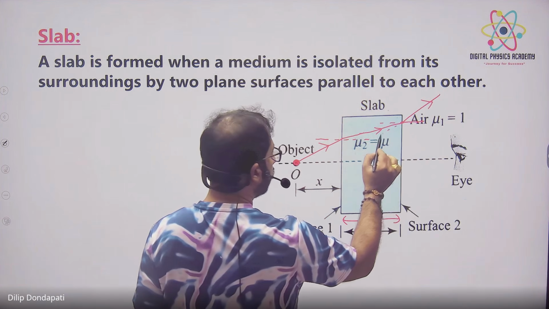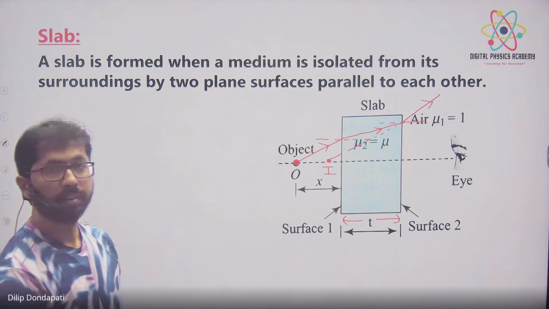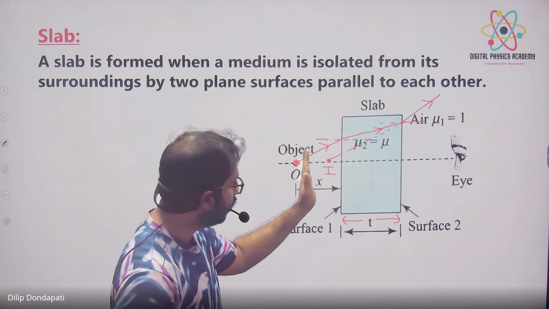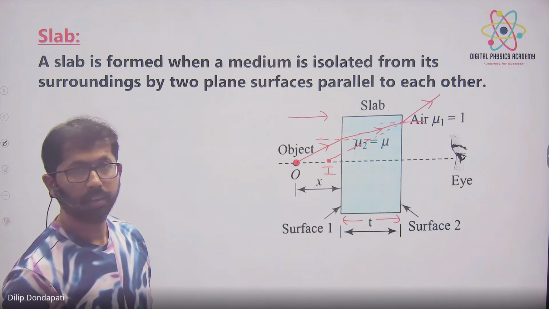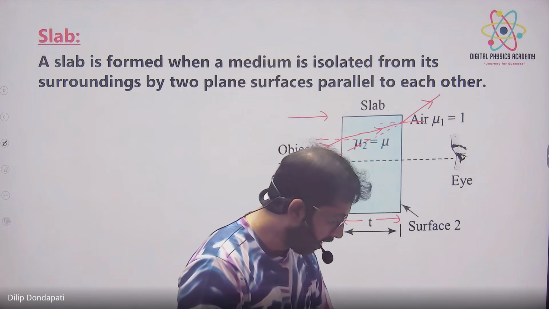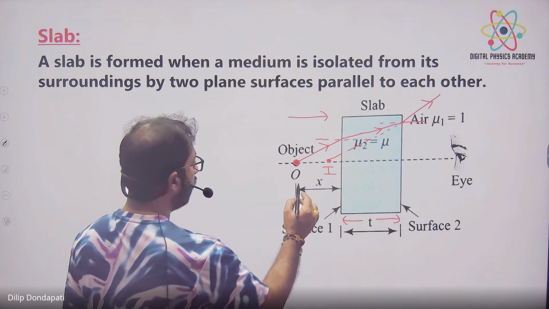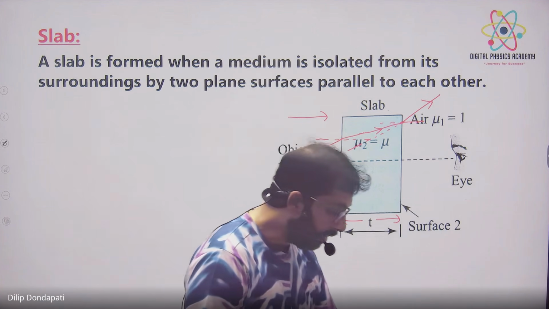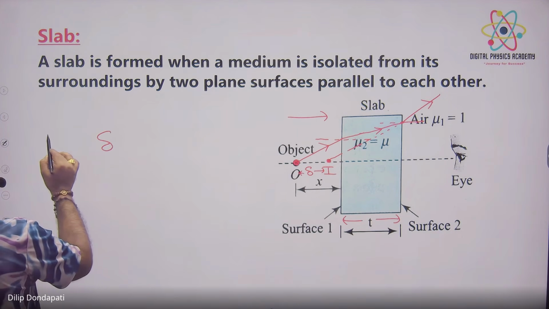If you extend backwards, we get the image I here. That means if I am seeing the object from here, we feel the object has shifted towards the incident ray. It shifted only in the direction of the incident ray. I saw it. It can also be opposite, depending on the refractive index. Okay, now how much is that shift? That one we have to get. That is called delta. That shift is called delta. How much did it shift? And we will learn the formula for delta. Delta is nothing but the shift.